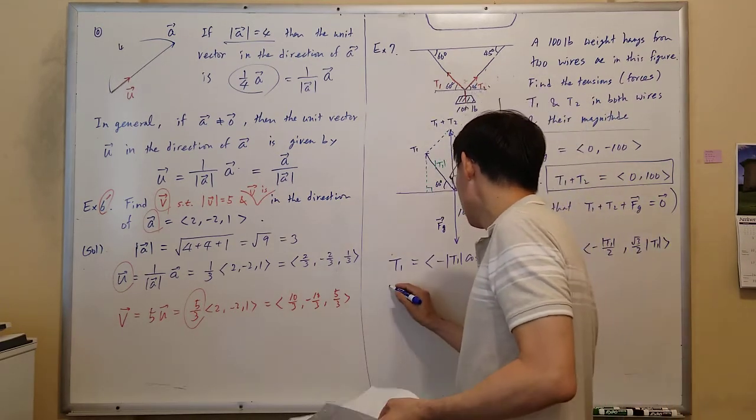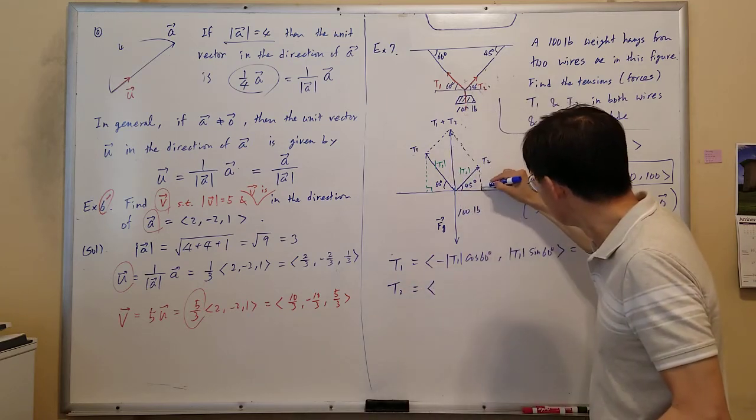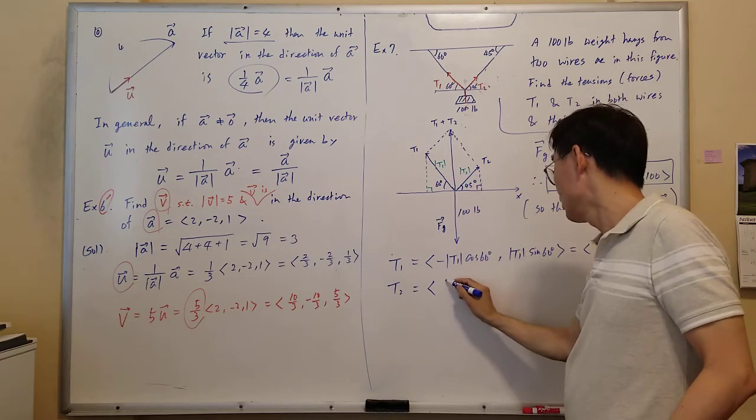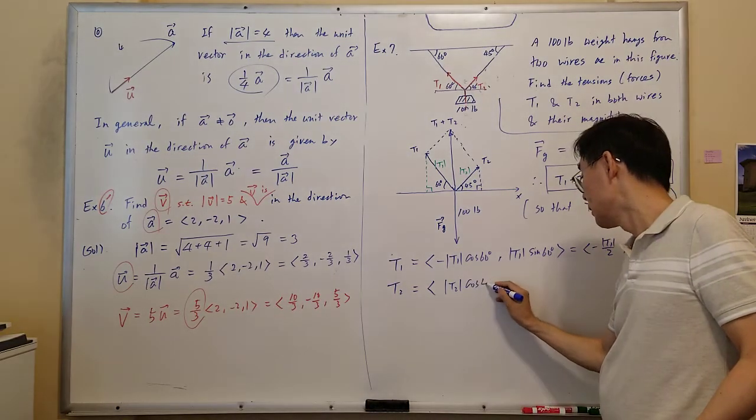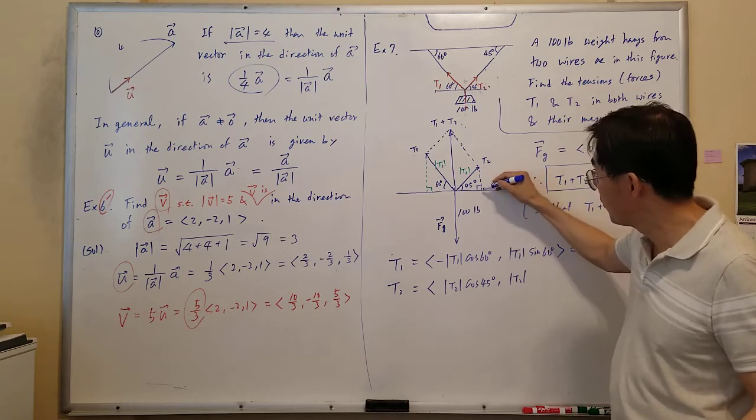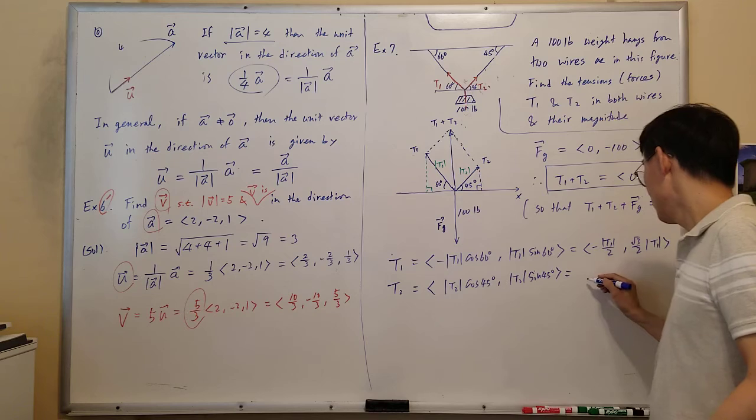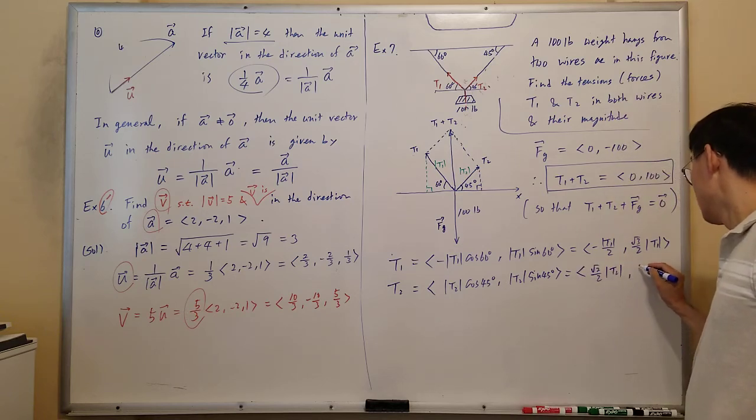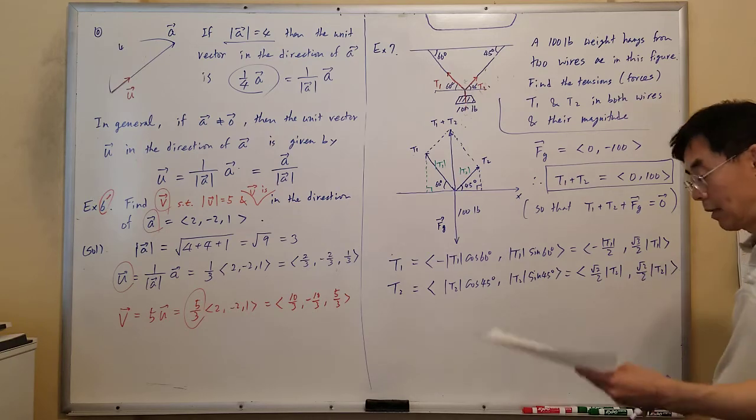Likewise, T2, look at this. 45, cosine 45, T2 magnitude times cosine 45 degree, and T2 magnitude, y component, sine 45 degree, which is just square root of 2 over 2 T2, square root of 2 over 2 T2. Okay?